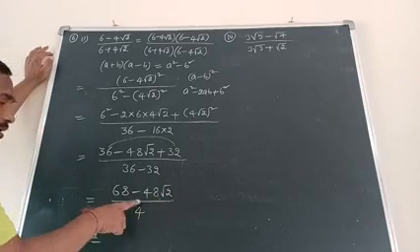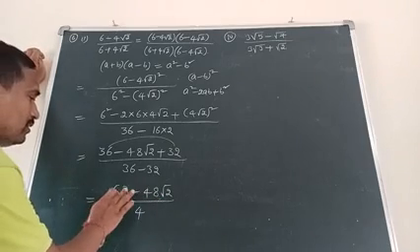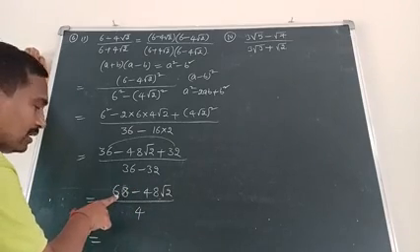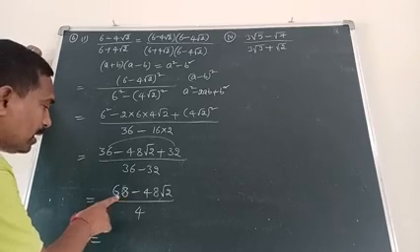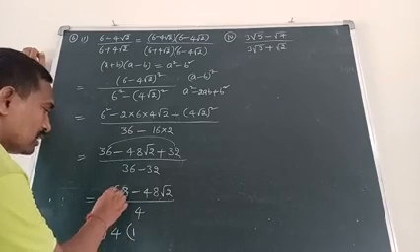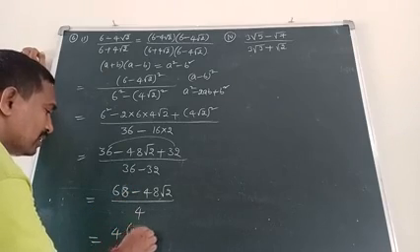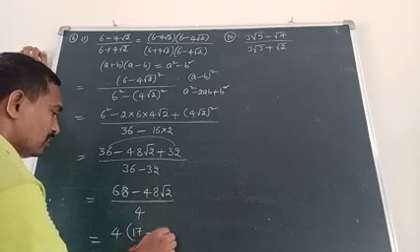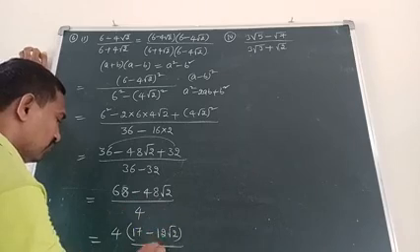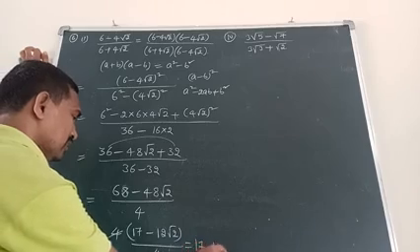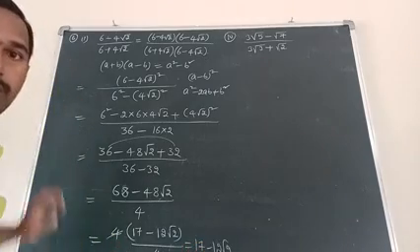What is the common factor here? 4 is a common factor of the numerator. Take 4 common. 4 17s are 68, 4 12s are 48, 12 root 2 by 4. So 4 and 4 get cancelled. What is the answer? 17 minus 12 root 2. Okay.